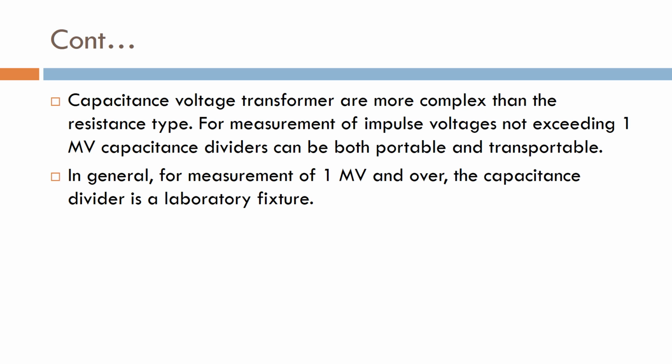For measurement of impulse voltage not exceeding 1 megavolt, capacitance dividers can be both portable and transportable. In general, for the measurement of 1 megavolt and over, the capacitive dividers are as shown in the figure.